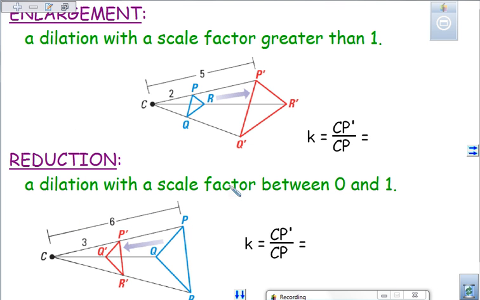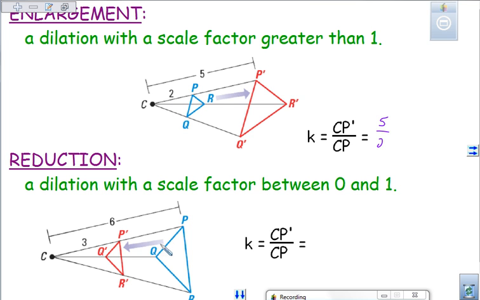So an enlargement is a dilation with a scale factor greater than 1. So enlargement means it has to be getting bigger. So that K value we were just talking about comes from C to P prime, which in this case is 5, and C to P, which is 2. So that would be our scale factor, what we would multiply the 2 by to get the 5.